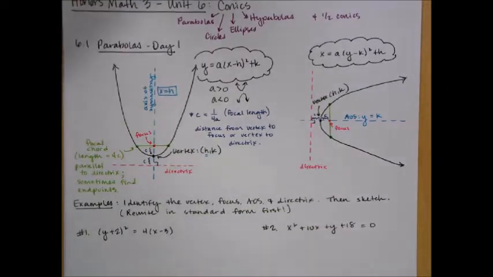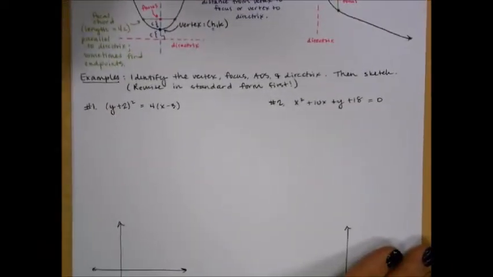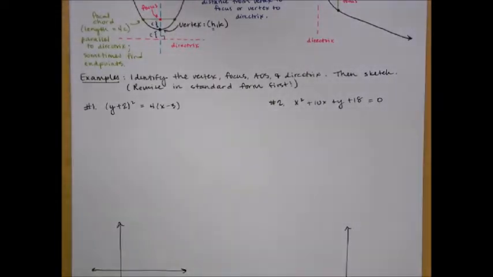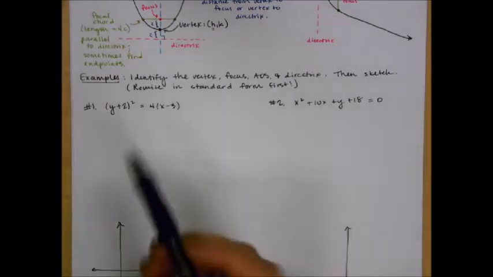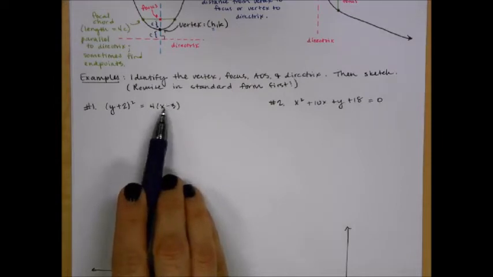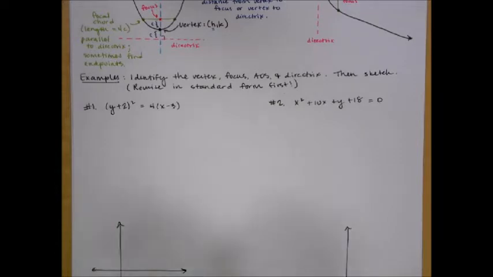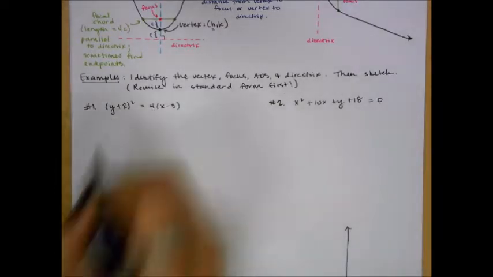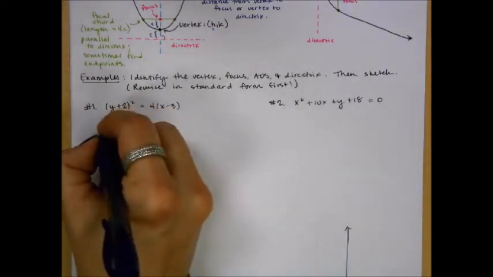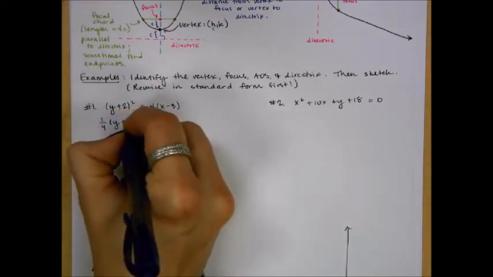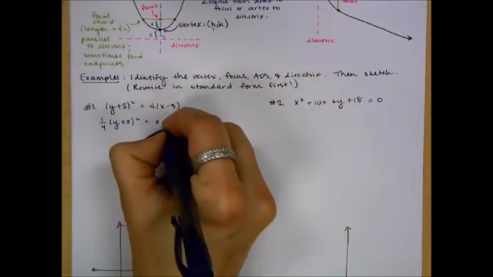So our first example here is (y + 2)^2 = 4(x - 3). To get this into its standard form, we just want to identify which value we should be isolating. So do I want an x or y equals? Well, since x has a power of 1, and y is squared, we want to get x by itself. So to do that, we're going to start by dividing by 4 to the other side. And then we'll add 3.